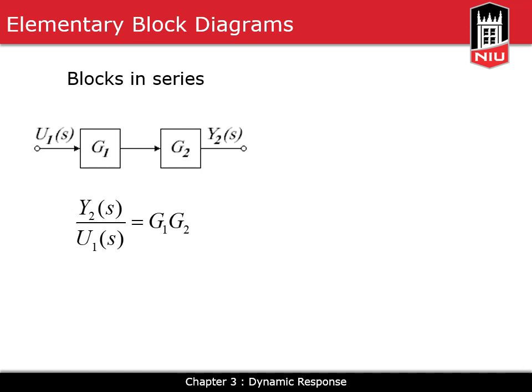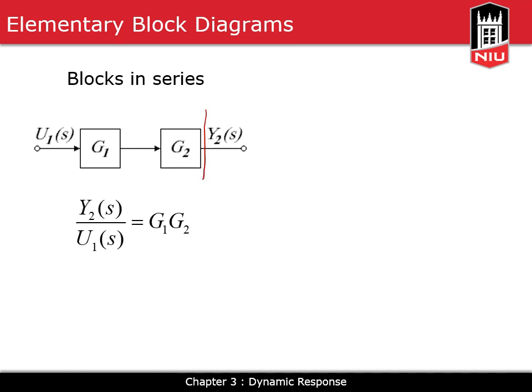If we have blocks in series like G1 and G2 blocks, you can see in this picture, the input to G1 is, say, U1, and the output of G2, let's say it's Y2. Then Y2 is simply U1 times G1 times G2. It's easy to see because you know the output of G1 is nothing but U1 times G1. That goes into the second block, gets multiplied by G2. So the final output is U1 times G1 times G2.